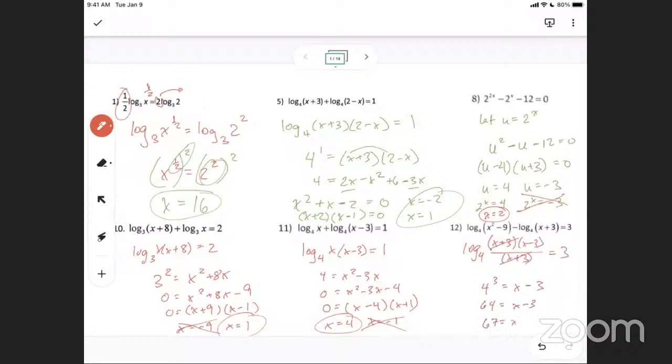Boy, that seems a little high. Did I do that right, or did I go too fast on that one? 4 to the 3rd equals, no, I think that's right. I kind of want to check it to make sure that worked. Something seems wrong about that to me.